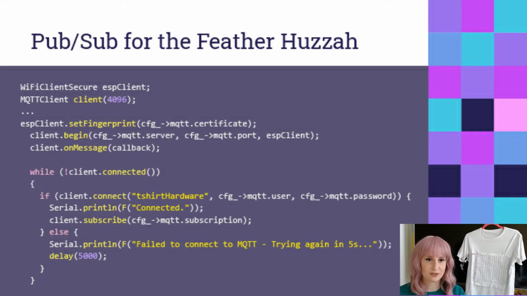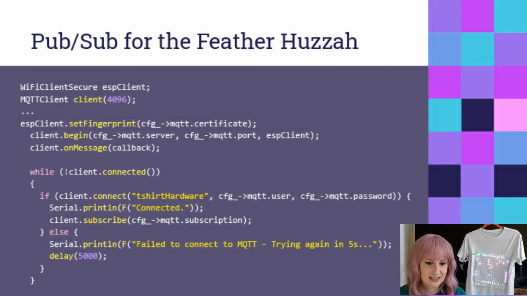So, similar to what we did for the web app, we need the Feather Huzzah to connect to the Ably MQTT server and then subscribe to the channel. First, we create new instances of the WiFiClientSecure and the MQTT client. And while we're connected to the Wi-Fi, the secure client lets MQTT use SSL to connect to our Ably channel using the credentials from the config, which is what we're doing just here.